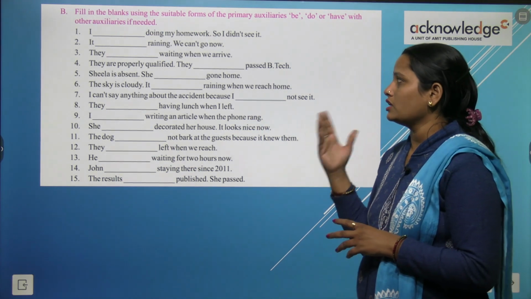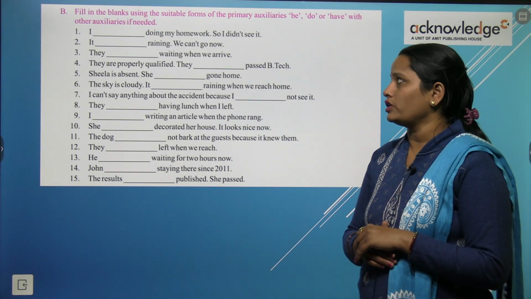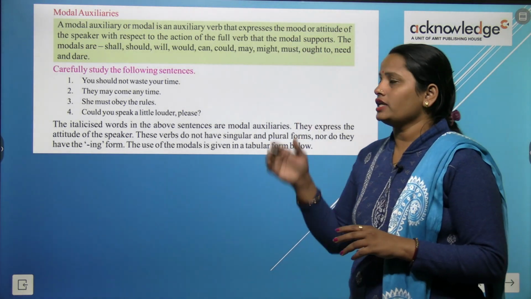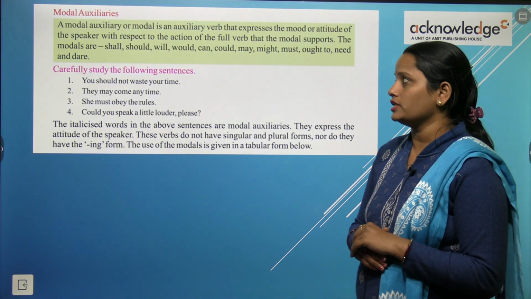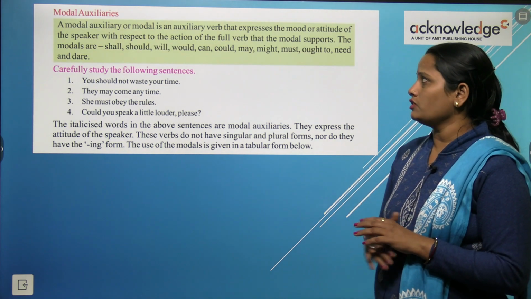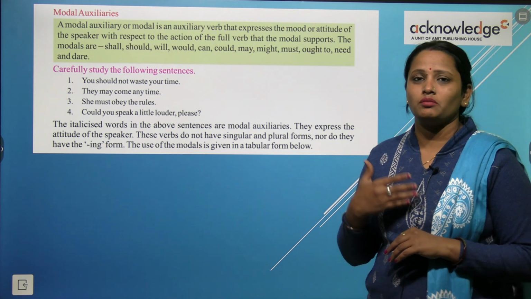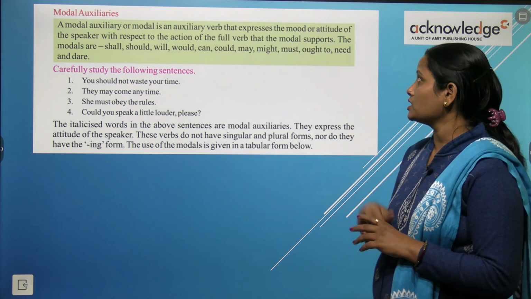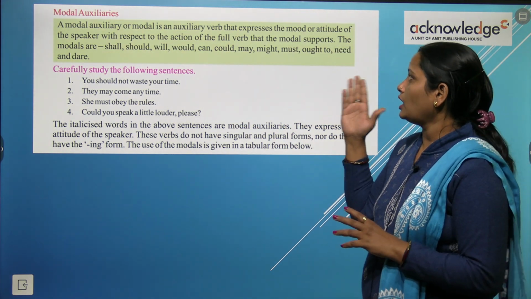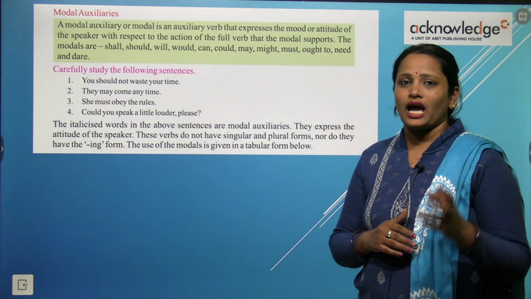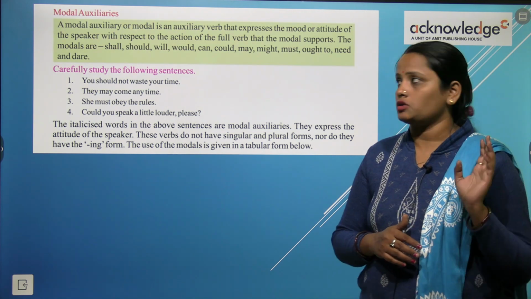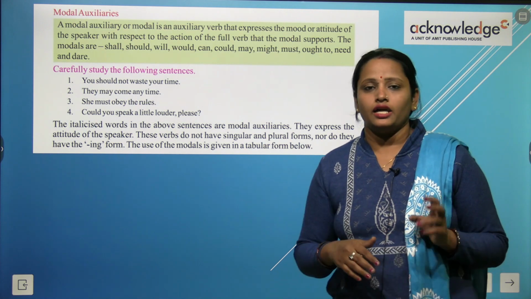It dash raining, we can't go now. So it is raining, we cannot go now. So like this children, complete the rest of the exercise. Now let's learn about what are modal auxiliaries. So modal auxiliaries or modals is an auxiliary verb. Modals जो होते हैं वो auxiliary verb होते हैं, means helping verbs होते हैं that express the mood or attitude of the speaker with respect to the action of the full verb that the modals support. The modals are shall, should, will, would, can, could, may, might, must, ought to, need and did.